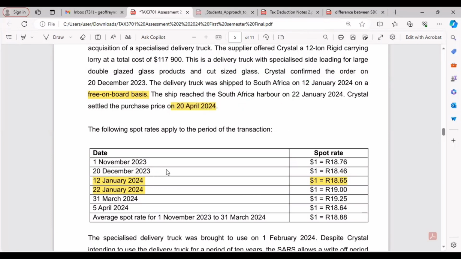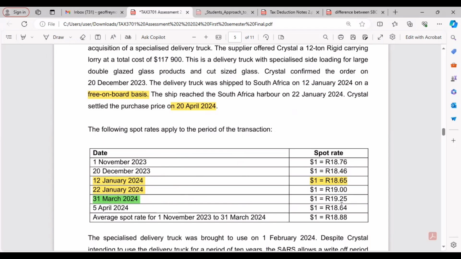Therefore, this is how you interpret it. We are saying if you had paid this 117,000 on the 12th of January, you would have paid a certain amount. But now we've reached the year end. What's the year end? 31 March.